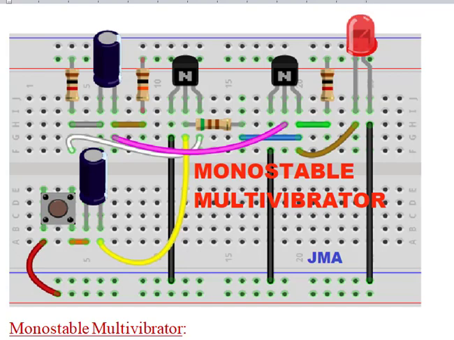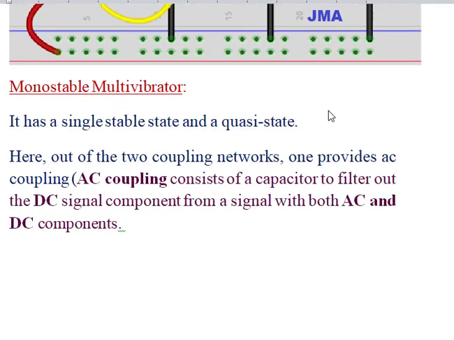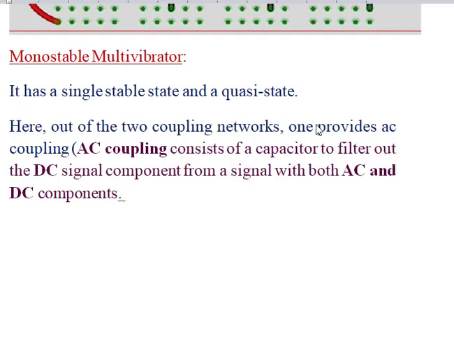Welcome back, students. Today we see monostable multivibrator. What is monostable multivibrator? It has a single stable state and one quasi state. The monostable multivibrator has two types of couplings. One is AC coupling, another is DC coupling.